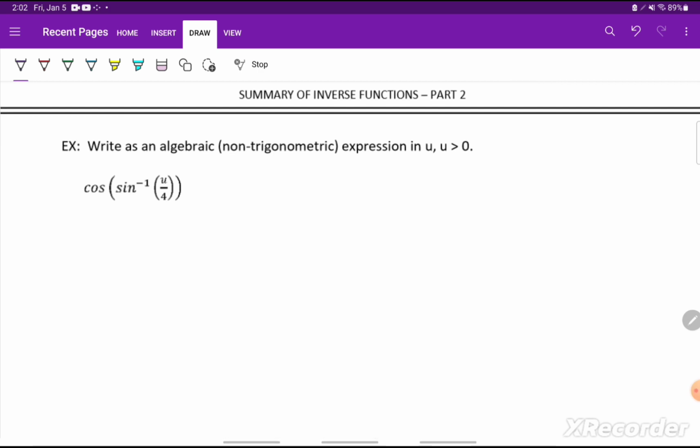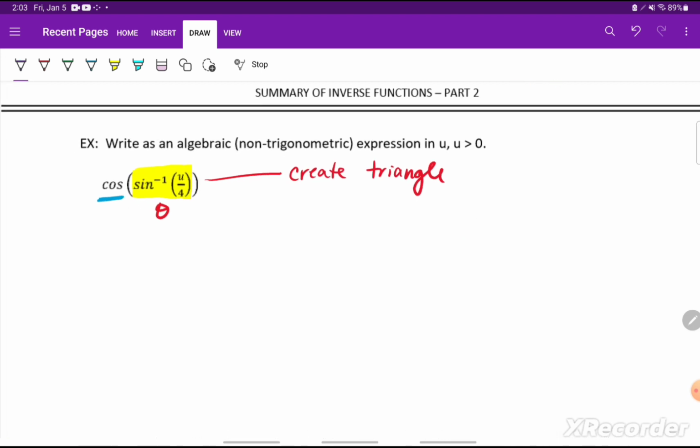In our next example, we want to write as an algebraic expression in terms of u. We don't want anything trigonometric involved. We're going to approach this the exact same way that we have our previous examples. This inverse trig function represents an angle. We're going to use this to create a triangle. We then want the cosine of that triangle. I like this question on a test.